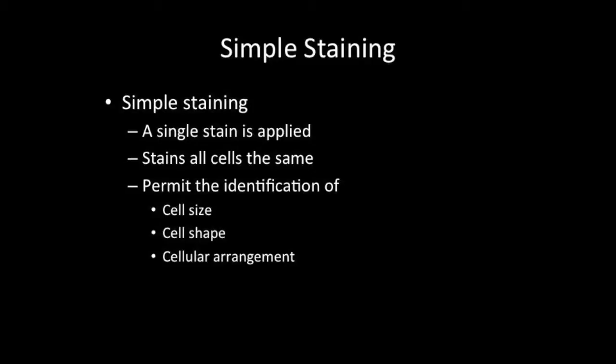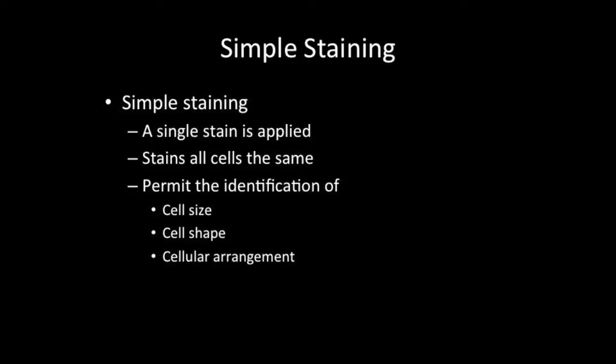Simple staining is a staining technique in which a single basic stain is applied to a bacterial specimen. Bacterial cells have a large number of negatively charged proteins on their surfaces. These negatively charged proteins attract the positively charged basic dye. The result of a simple stain is that all cells on the slide will appear the same color.